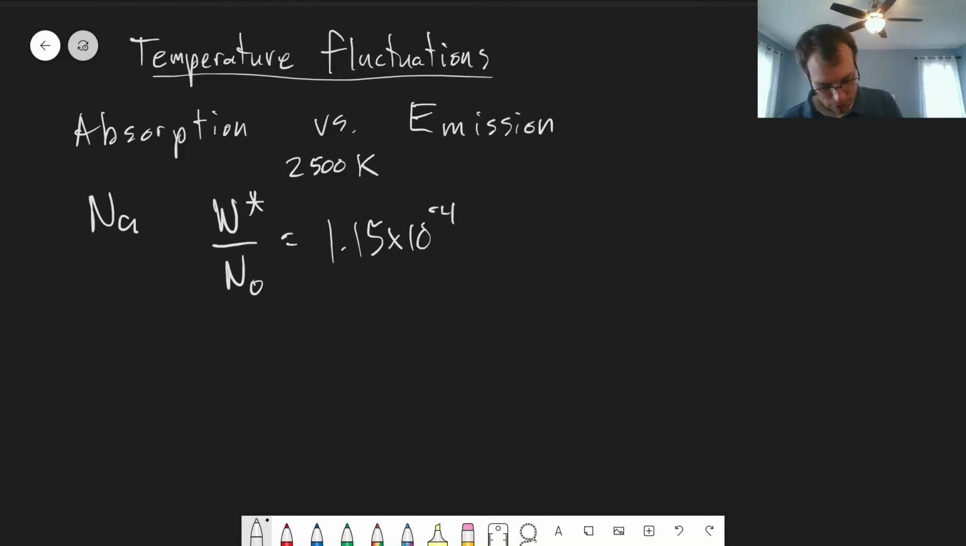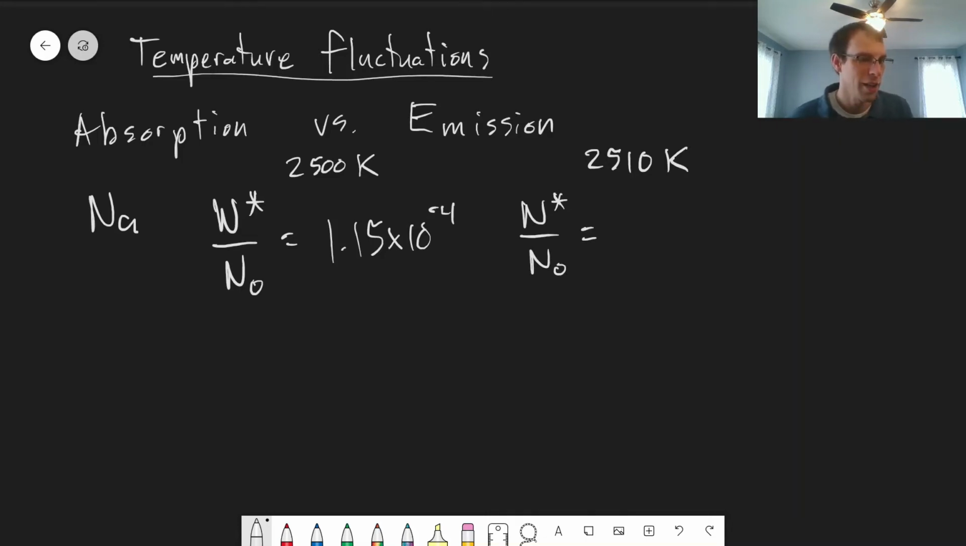What if we go up to 2510 Kelvin? So the temperature in our flame changes by 10 Kelvin, a very reasonable number. This is probably going to happen. What is n star over n naught if we do that? We can plug in the values using the exact same formula we had before. The only thing that's going to change is the temperature. And we get 1.20 times 10 to the minus 4.